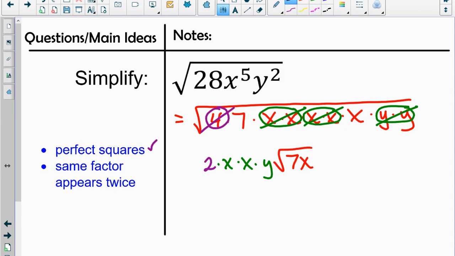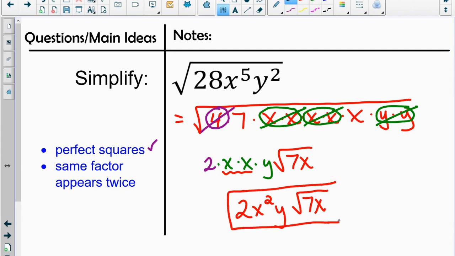So to put this all together, I multiply those things out front. 2 times x times y becomes 2x squared y times the square root of 7x. So I just had to combine the two x's together using an exponent. And that would be the simplified form for our third example.